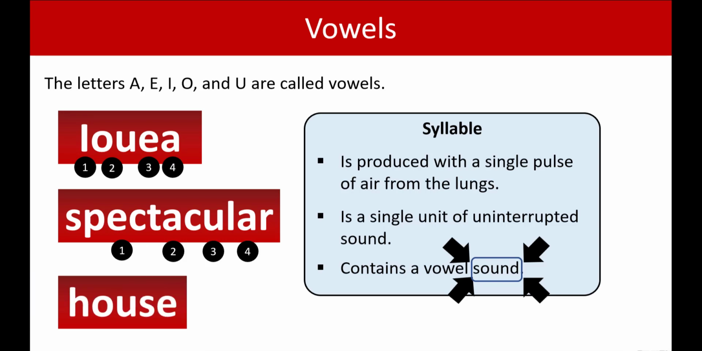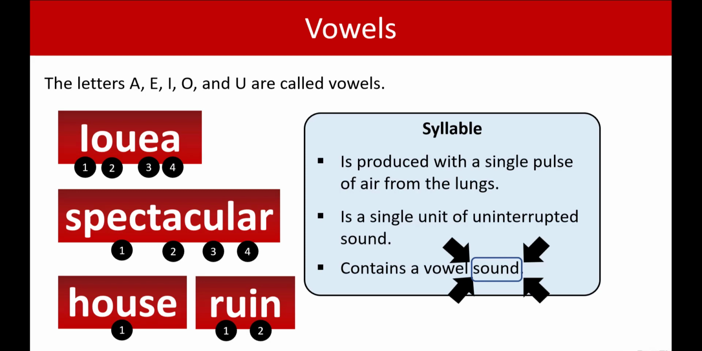House. This has 1 syllable. It was said with a single pulse of air from the lungs. It was an uninterrupted sound and it had 1 vowel sound. Even though there are 3 vowels, it was just 1 vowel sound. And here's another one. Ruin. 2 syllables. 2 pulses of air from the lungs, 2 single units of uninterrupted sound, and 2 vowel sounds. So when you come to study syllables, just remember that every syllable has a vowel sound at its heart. Okay, let's clear that.